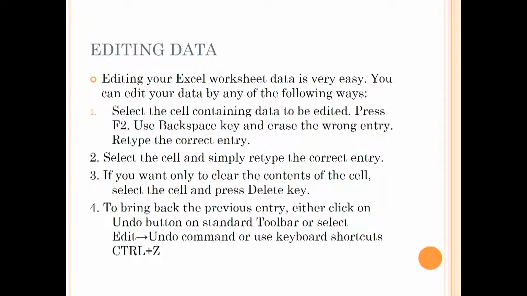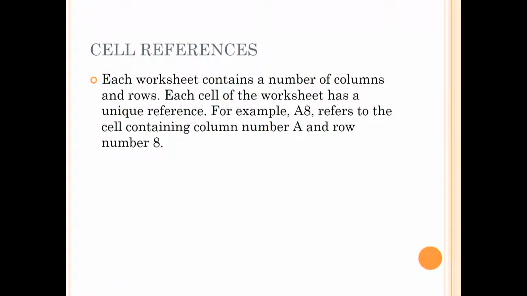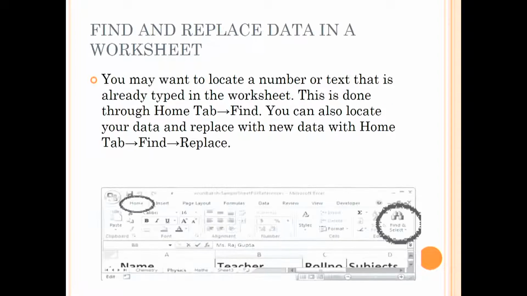Now fourth, to bring back the previous entry, either click on the undo button on the standard toolbar, or select edit and then the undo command, or use the keyboard shortcut Ctrl+Z. That is how you can edit your data. Now let's discuss cell references. Each worksheet contains a number of columns and rows, and each cell of the worksheet has a unique reference. For example, A8 refers to the cell containing column A and row number 8. So this is how that particular cell can be referred to.